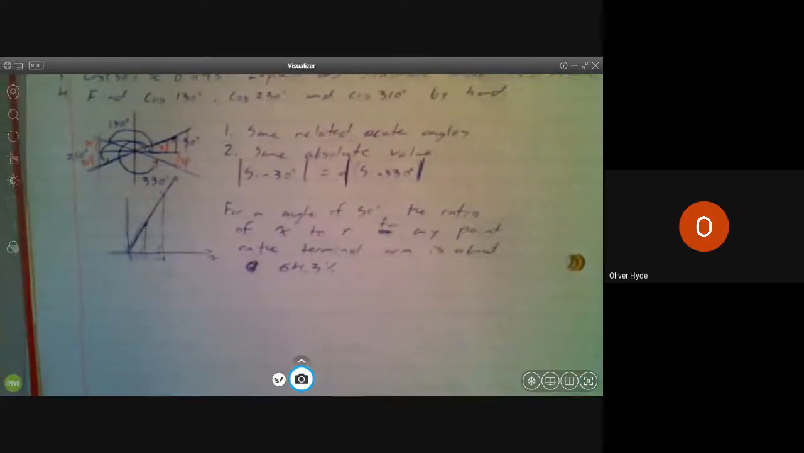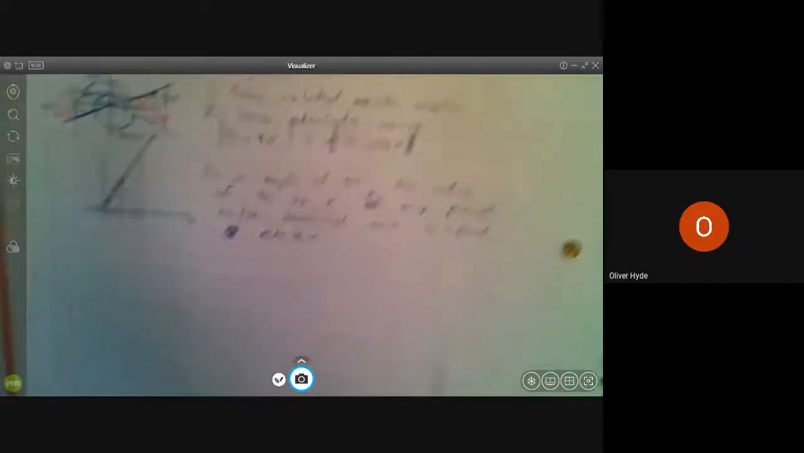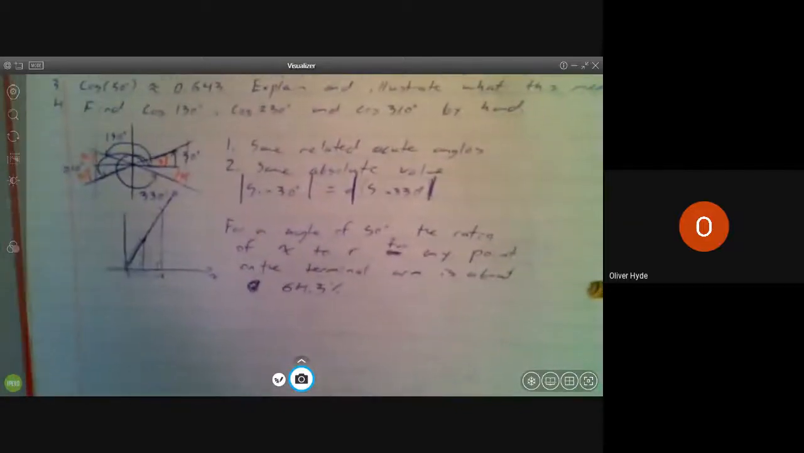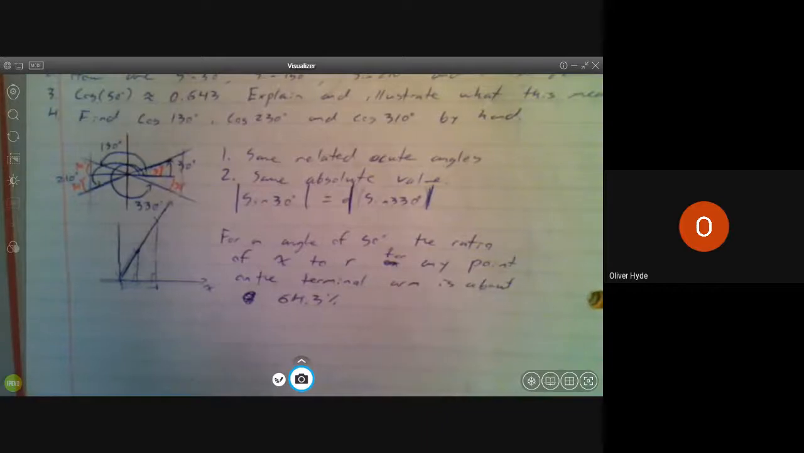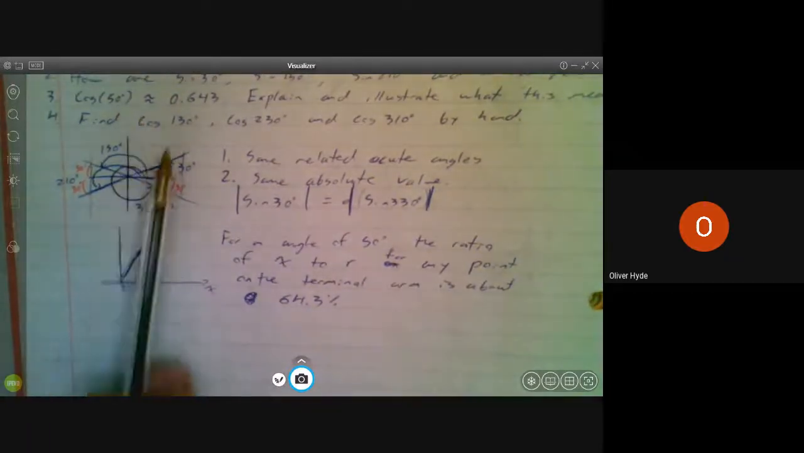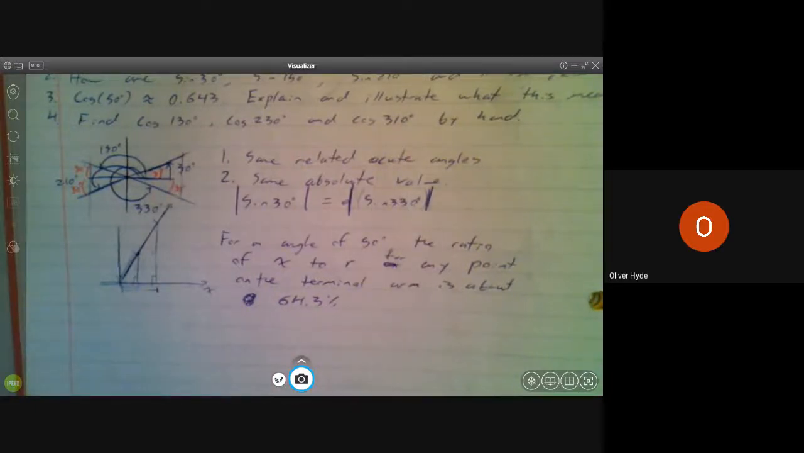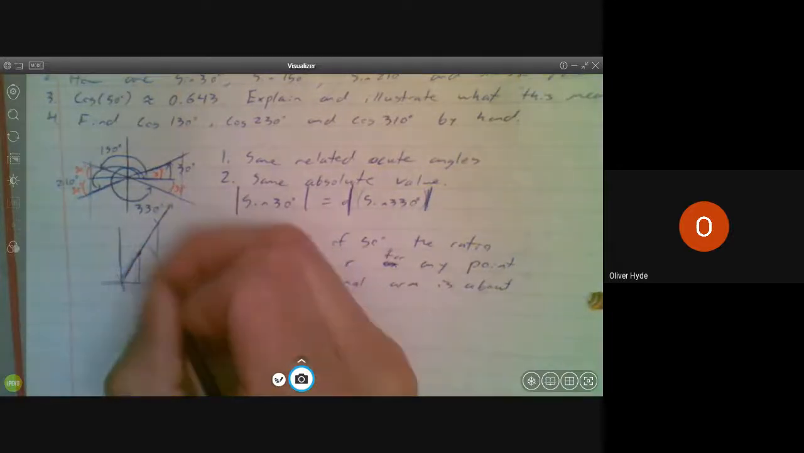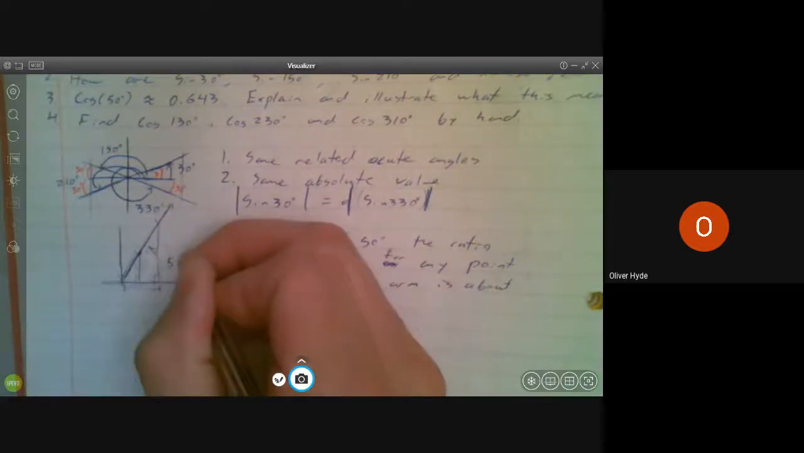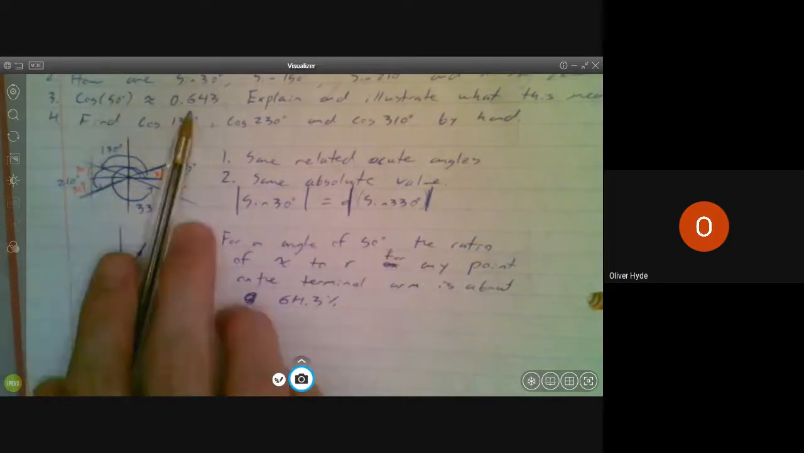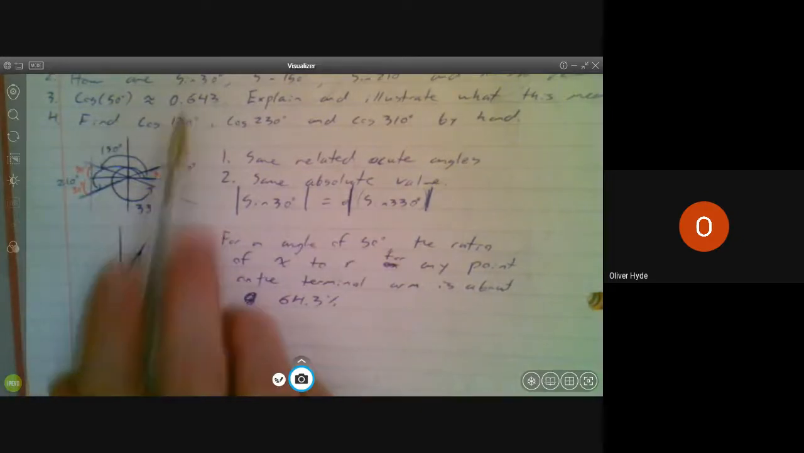And the last question is one way that professors can make sure that you understand things instead of using your calculator. They sometimes will give you the value of one ratio and expect you to calculate or determine the value of the others. Sometimes students are really confused about how they're supposed to do this without a calculator. Well, we don't need a calculator to do this. Here's 50 degrees, and I'm told up here that the cosine of 50 degrees is about 0.643.